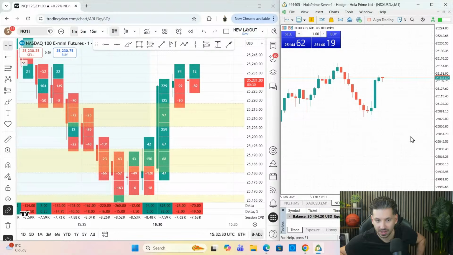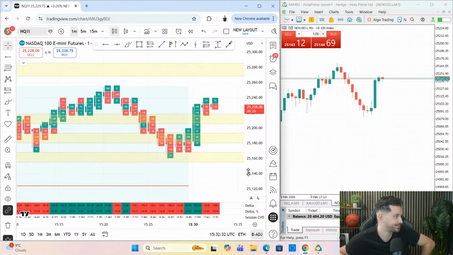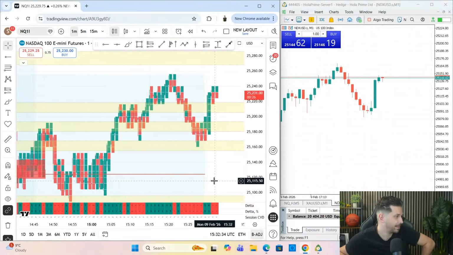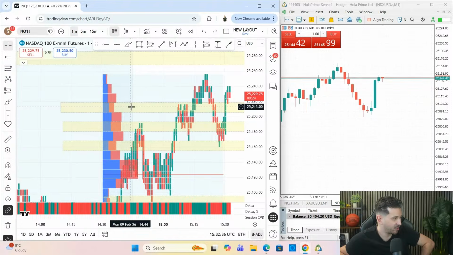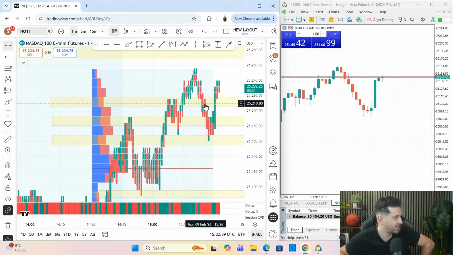Yeah, might as well take the money. But that's the thing, when you have all these zones, especially when they're piled up, it can reject off that one, it can reject off that one. Sometimes you're going to get stopped out from zone to zone.